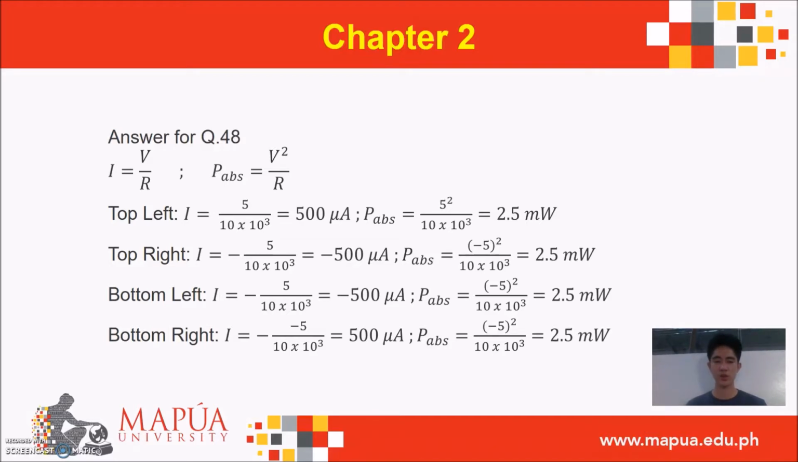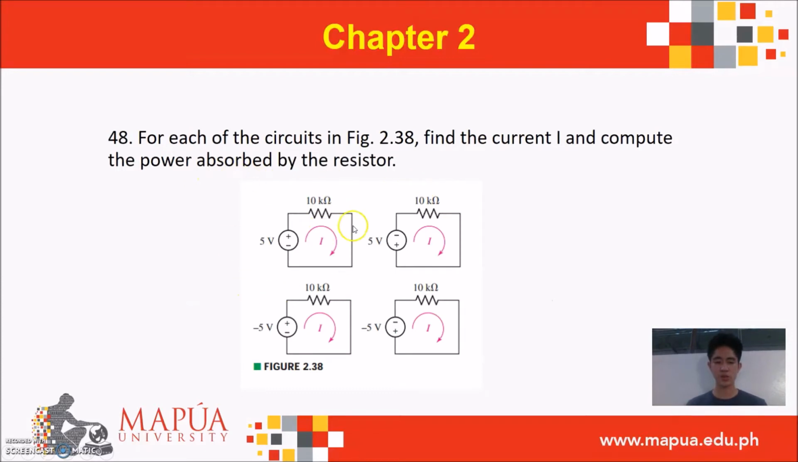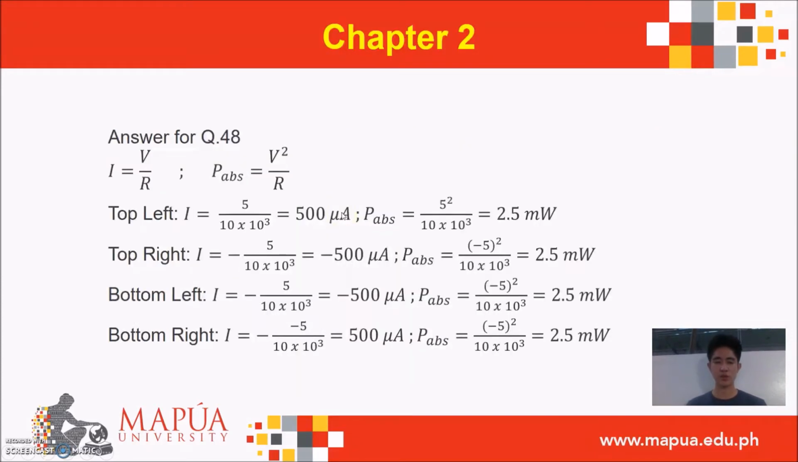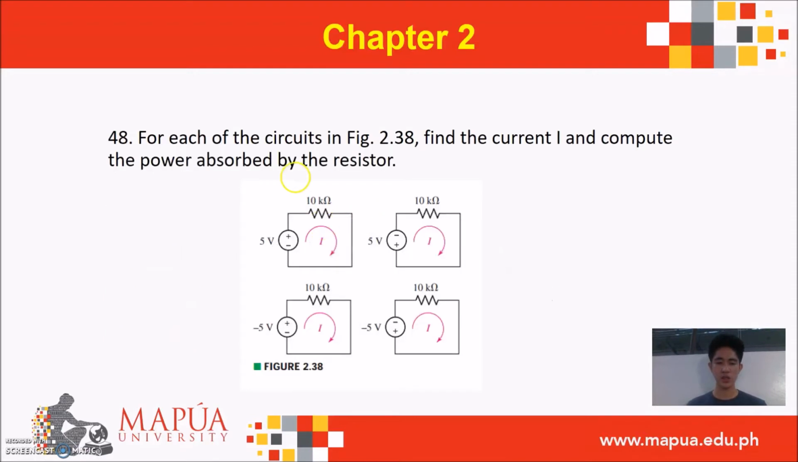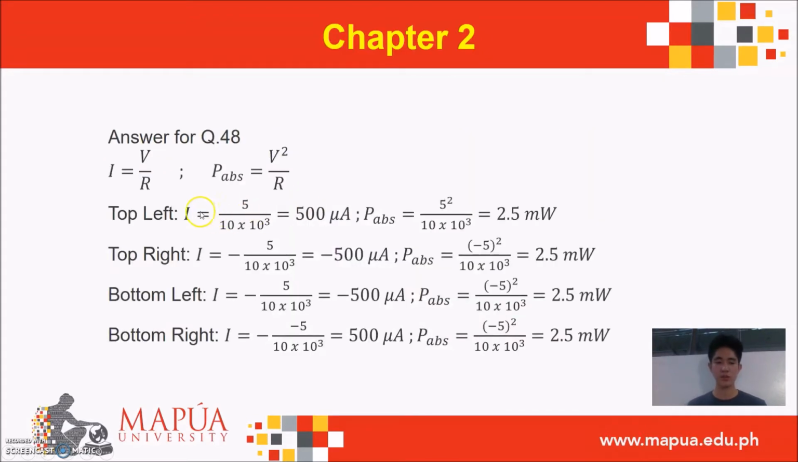Going back to the figure, we will solve the top left portion first. By substituting, you can see the voltage supply is 5 and the resistor is 10 kilo ohms. I equals 5 over 10 times 10 to the cube, which equals 500 microamperes. And power absorbed equals 5 squared over 10 times 10 to the cube, which will give an answer of 2.5 milliwatts. We will be using this throughout the given circuits.